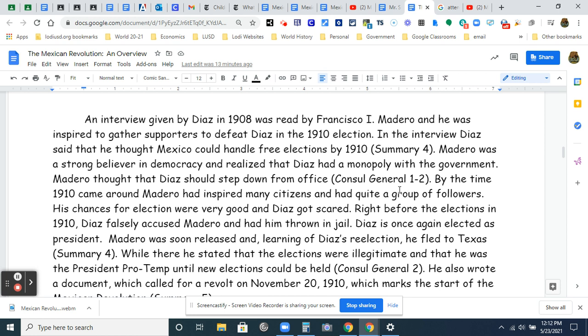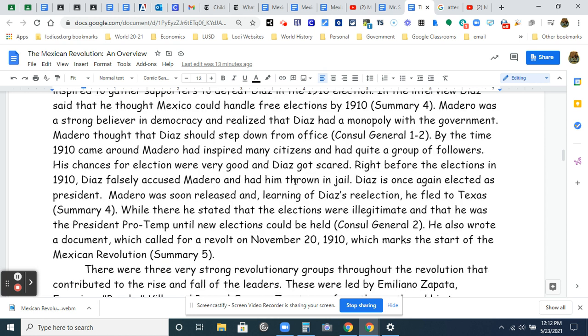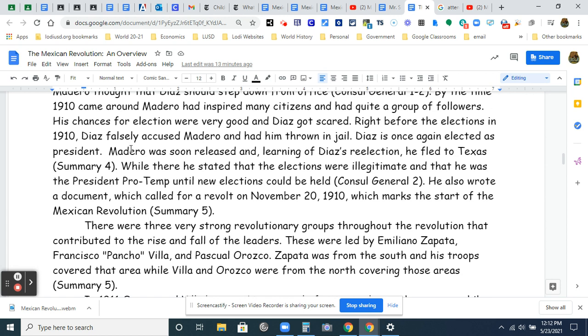I think he wrote a book, Madero did. His chances for election were very good, and Diaz got scared. Right before the elections in 1910, Diaz falsely accused Madero and had him thrown in jail. Diaz is once again elected as president.